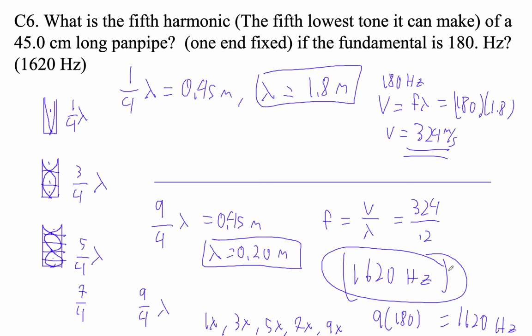Okay. Just remember, if it's a pan pipe, it's 1, 3, 5, 7, 9, 11, etc. If it is both ends open or both ends fixed, it's 1, 2, 3, 4, 5, 6, 7, etc. It doesn't skip the even harmonics or even multiples of the fundamental. Okay.